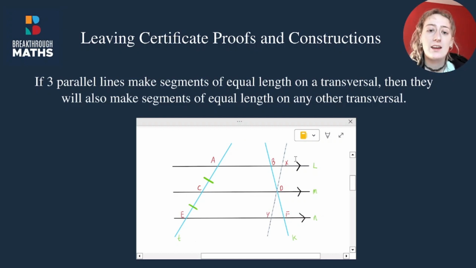And this proof says that if you've got a line like this, a transversal, and it crosses three parallel lines, and when it does so, the parallel lines split it into equal segments, okay? So the way it's split here between A and C is equal to the way it's been split here between C and E. And if that is the case, then all we're trying to prove is that any other line that crosses it in any direction in any way will also be split into equal segments. It will also be split equally.